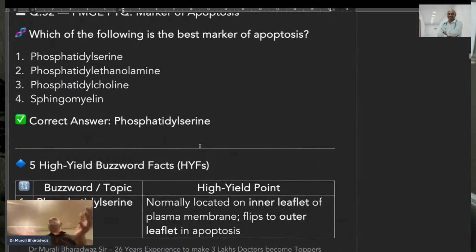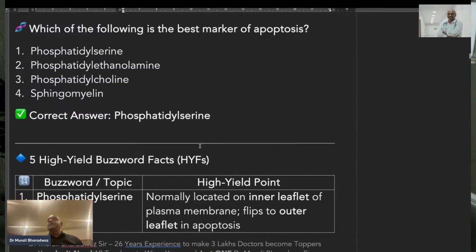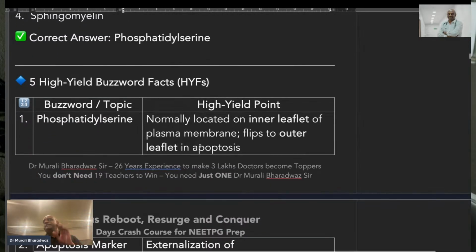Which is the best marker of apoptosis? Apoptosis, 20 points for NEET PG FMGE. In apoptosis you have the extrinsic pathway, intrinsic pathway. You have Bax gene, Bad gene, pro-apoptotic and anti-apoptotic factors. Short question: it is the phosphatidylserine, which is located on the inner leaflet of the plasma membrane.